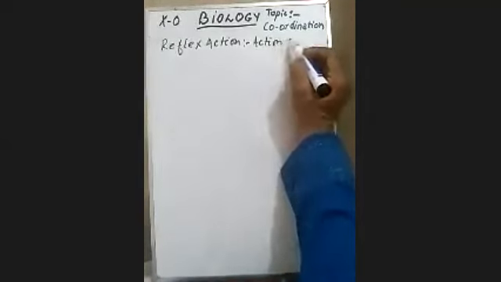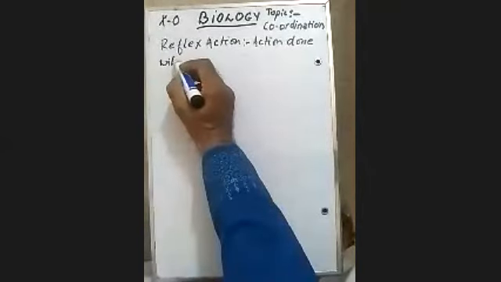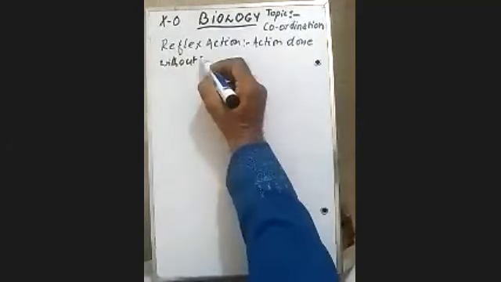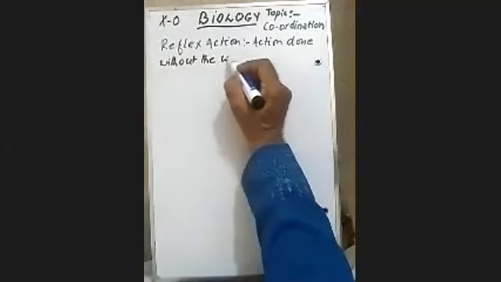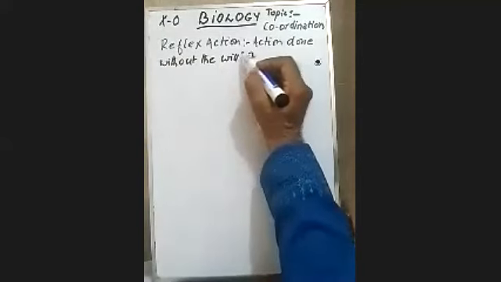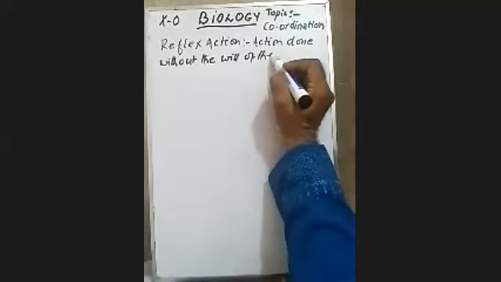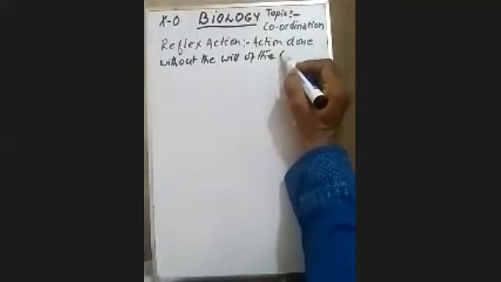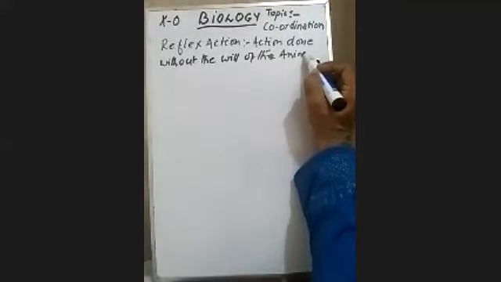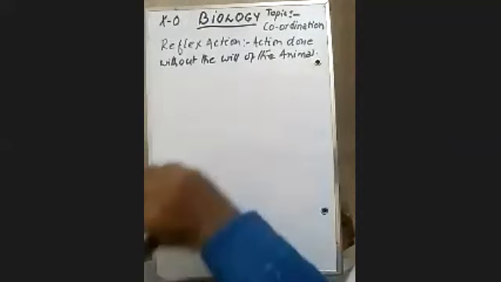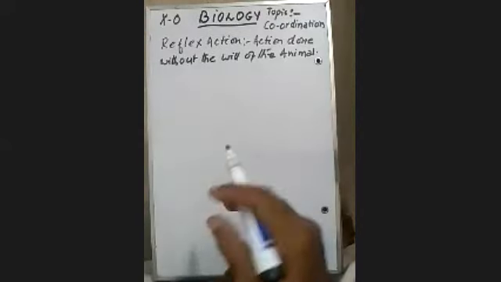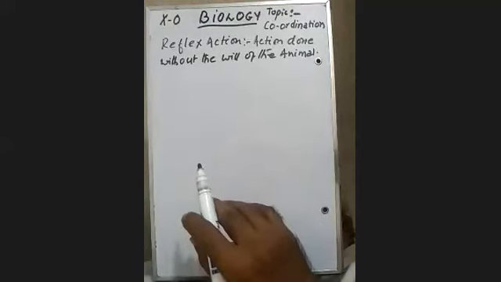Action done without the will of the animal. Okay, now, for example, sneezing, coughing, blinking of the eyes, and these are all examples of reflex action.